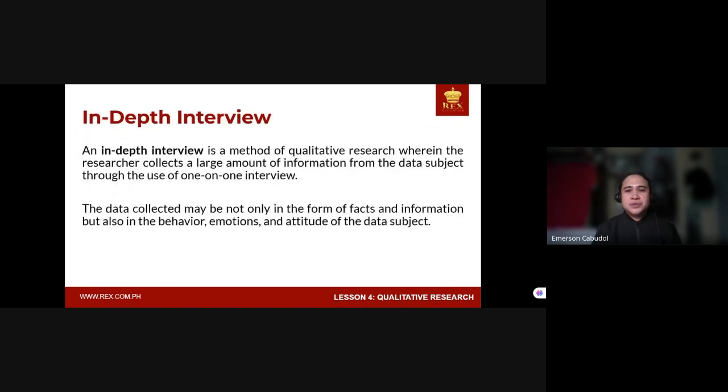In depth interviews are a qualitative research method that involves a one on one conversation between a researcher and a participant. The aim is to gather rich and detailed information about a specific topic. It goes beyond simply collecting facts, allowing the researcher to explore the participants' behaviors, emotions, and attitudes, providing a deeper understanding of their perspectives and experiences.